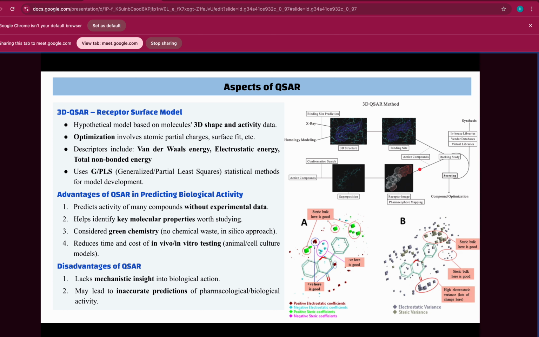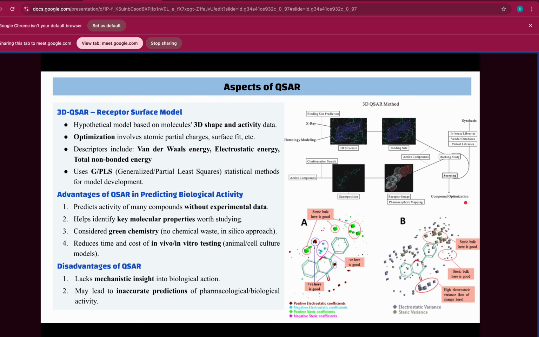So this is the representation: if we have a three-dimensional structure coming from homology modeling or X-ray, we predict the binding site in that target protein, and after identifying the binding site we search for active compounds, or ligand molecules which can possibly bind to my target protein. We can perform docking studies to look at the binding affinities of active compounds with my target protein. We screen them based on scoring. We only select those lead compounds which have better binding affinities to my target.